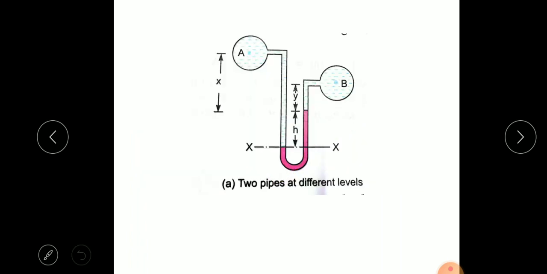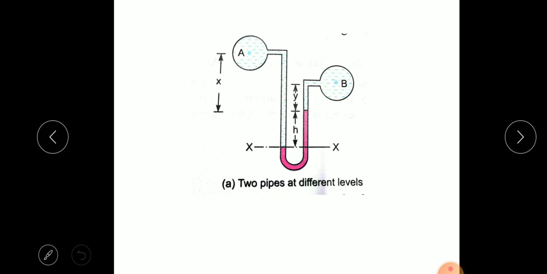So we have considered this separate diagram, two pipes at a different level. H is the difference in the mercury level. Here Y is the level of the fluid from the center of pipe B, and X is for A. Now we have to write the pressure equation.